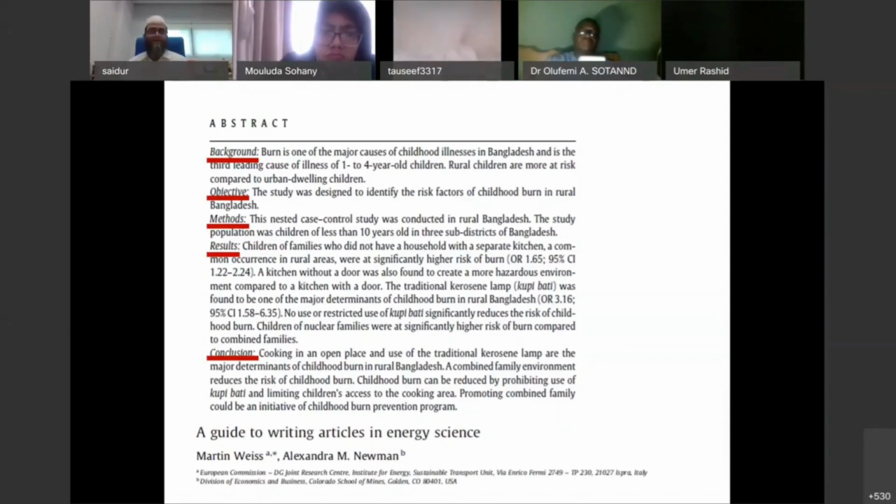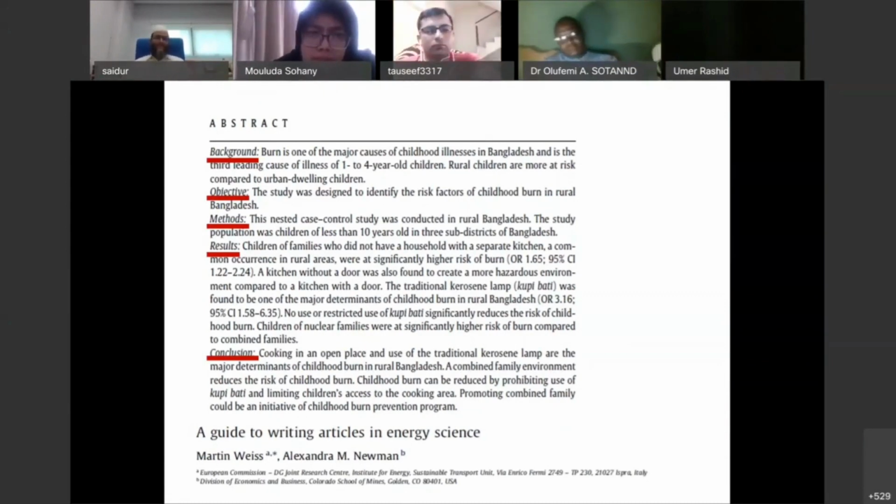Some publishers specifically ask for this. I think I took this one from Amaranth publisher, and some publishers ask you to write in a structured way. I think that is a good guideline. It will help you to write in a more structured, more proper, more balanced way, as I mentioned in the earlier slides. There should also be a paper that guides you to write articles in energy science.